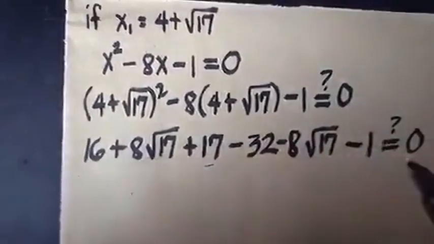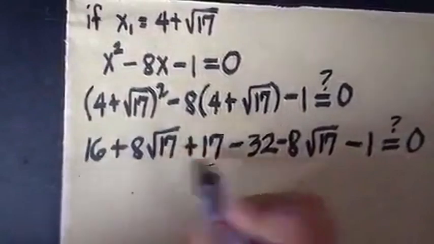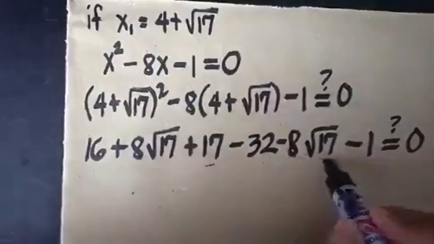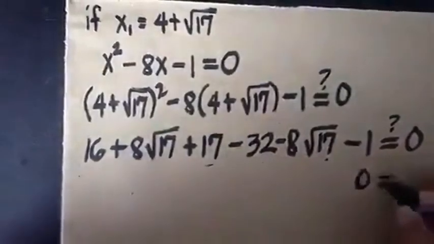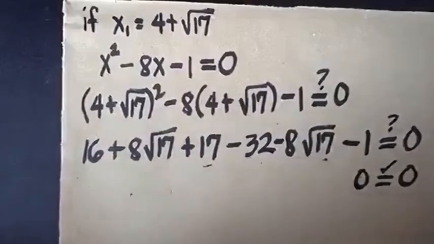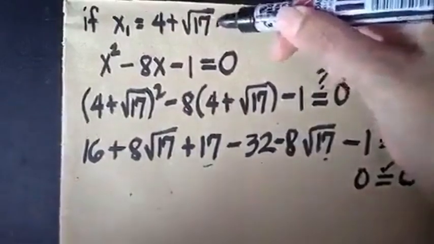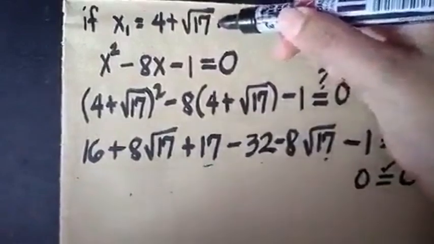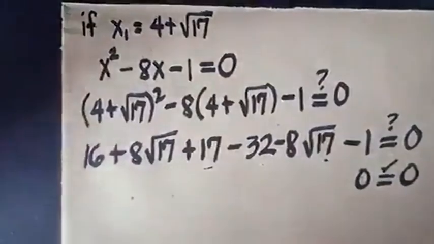So we no longer need to write it. Then positive 8 square root of 17 minus 8 square root of 17 is again 0. So therefore 0 is equal to 0. So check. Meaning our first root, the first value of x, which is 4 plus the square root of 17, is a real solution. Okay? So, let us now have the second value of x that we have solved.